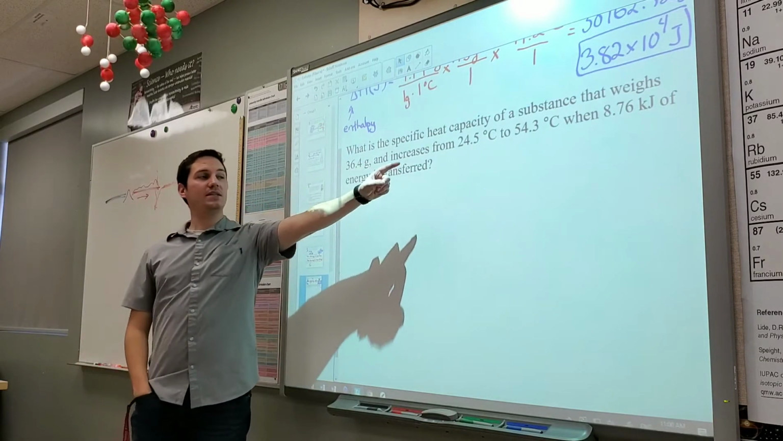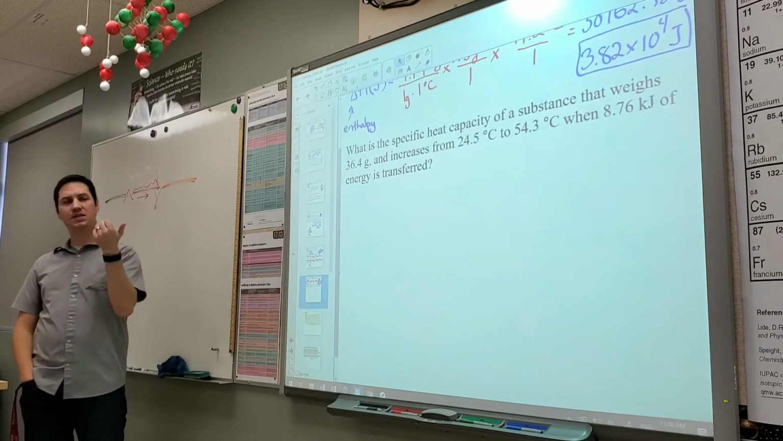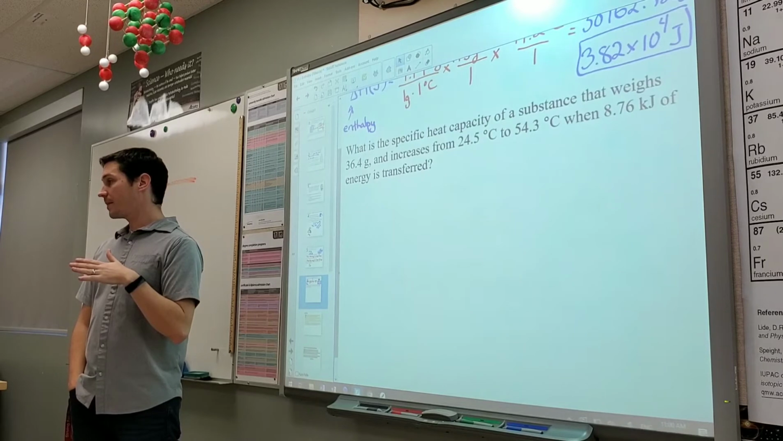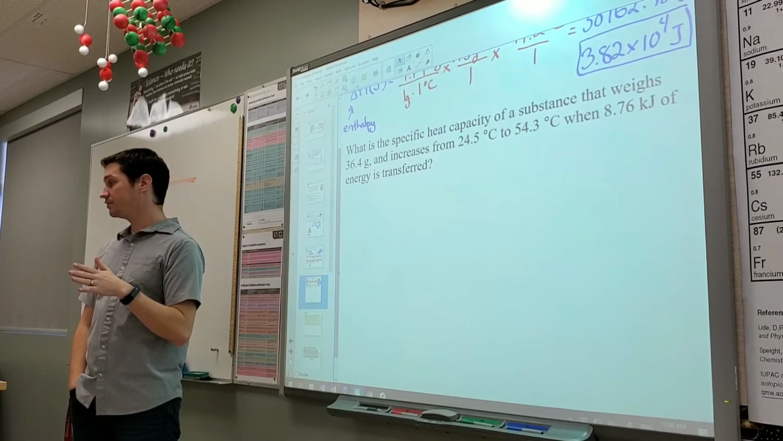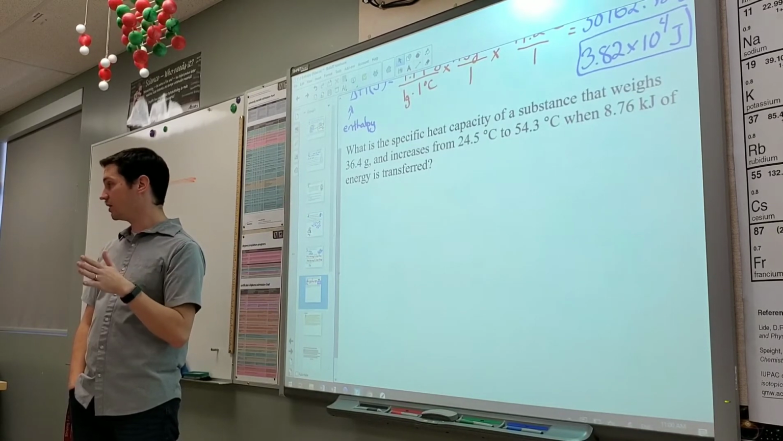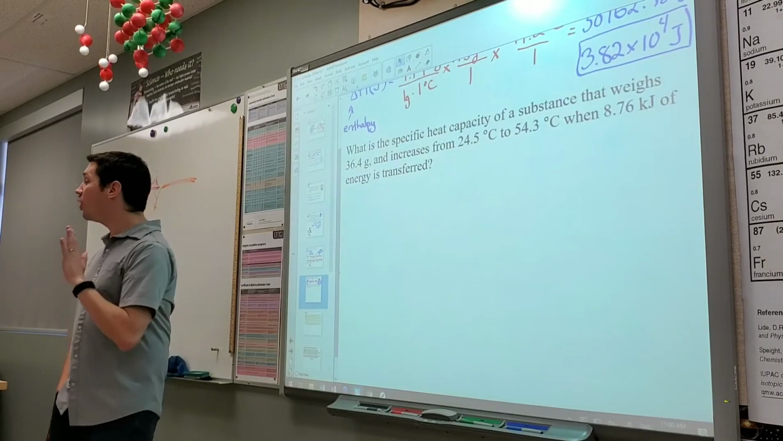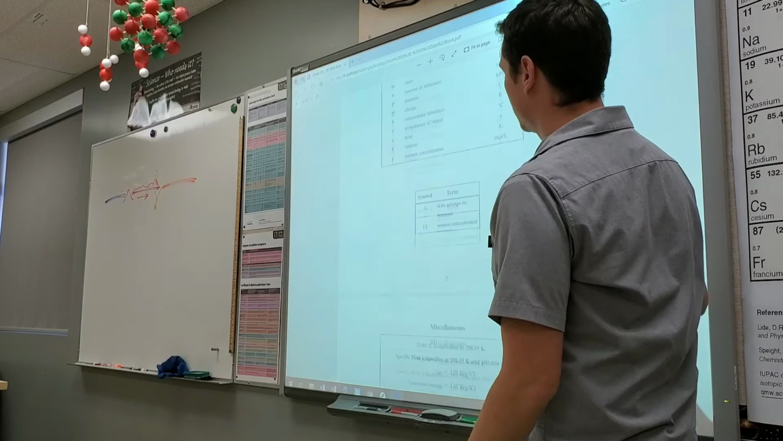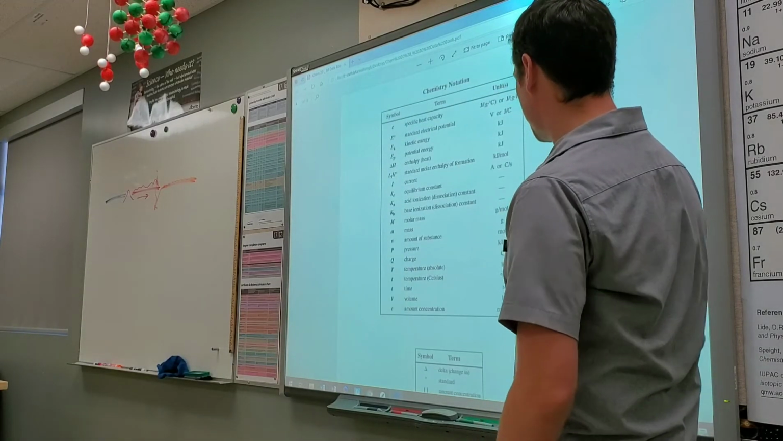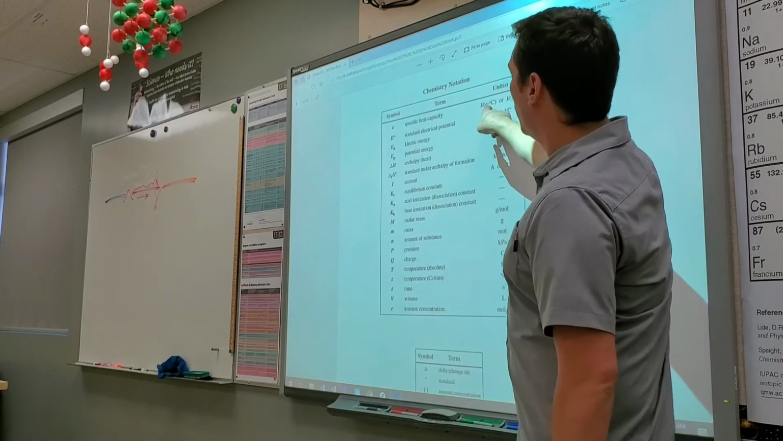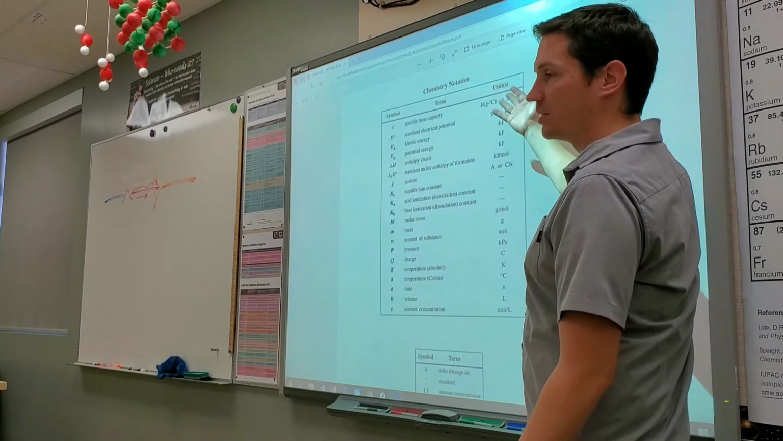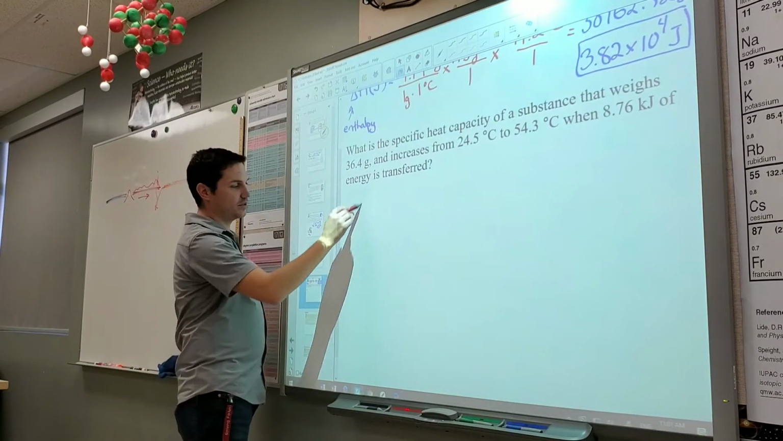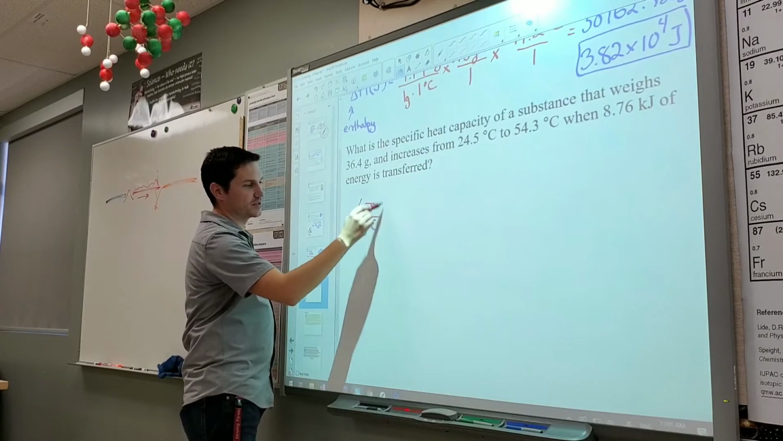So we want to know, what is the specific heat capacity of a substance that weighs 36.4 grams and increases from this temperature to that temperature when 8.76 kilojoules of energy is transferred? First thing I want to ask you, what are you looking for? And what is the specific heat capacity measured in? If you have absolutely no idea, you can just look at your data booklet. Specific heat capacity, right at the top, is joule per gram degree Celsius or joule per gram Kelvin, because degrees Celsius and Kelvin are kind of the same thing. So we are looking for small c, specific heat capacity, measured in joules per gram degrees Celsius.